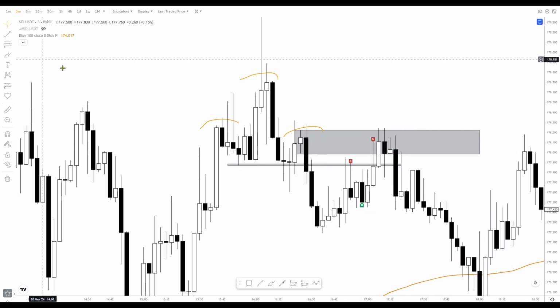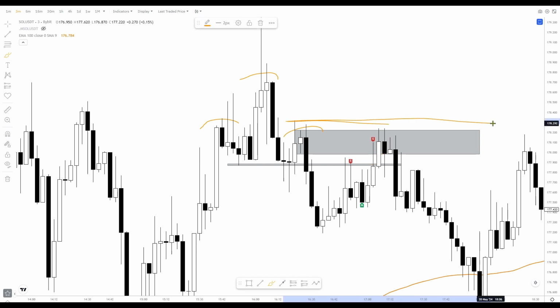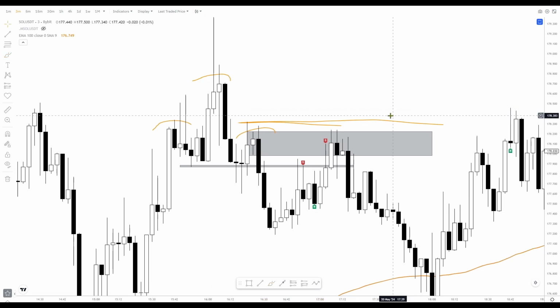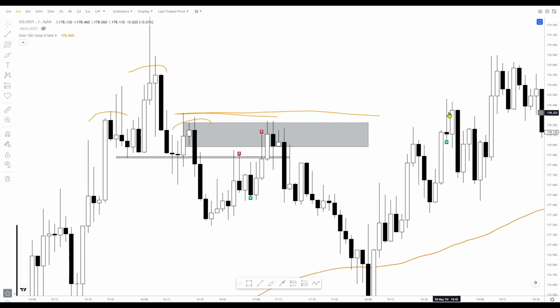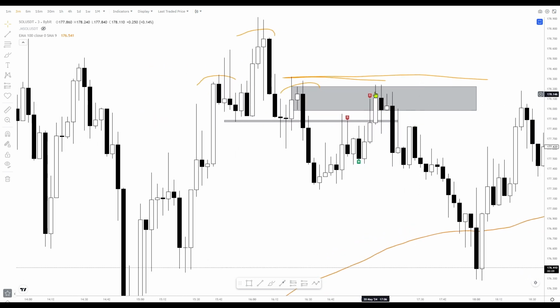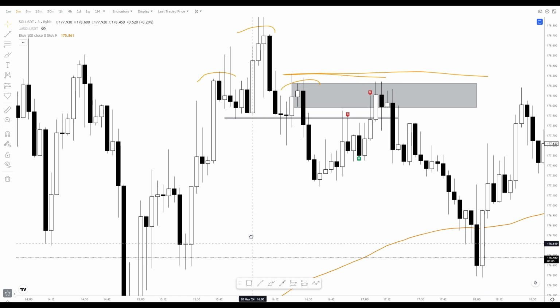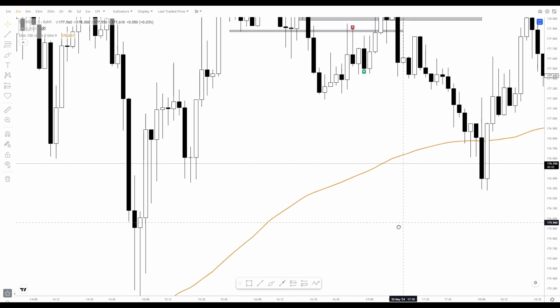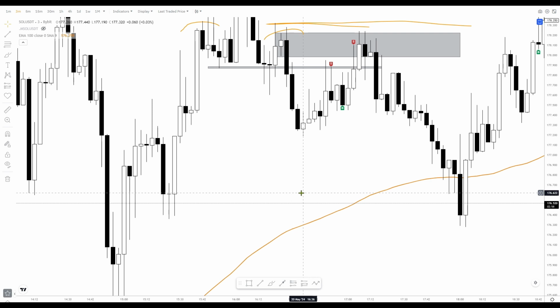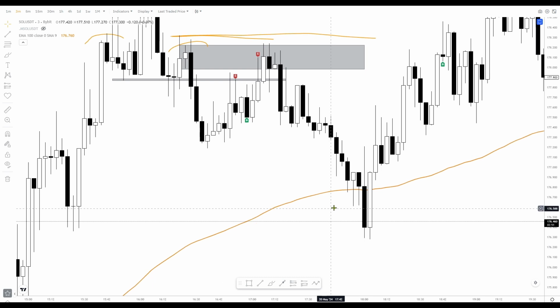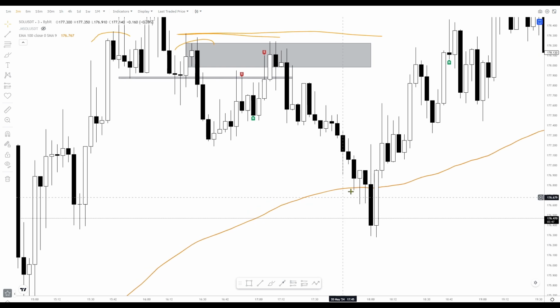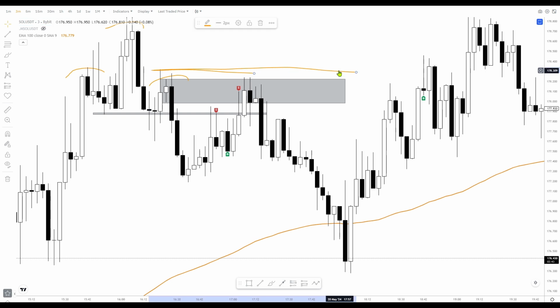And then again, my second entry was on this area right here, this rejection. Actually the candle closed here, so I entered right away. My stop loss was around this level right here, I think. You can see I entered, the market actually went down until this level, but I didn't take profit. I should have been very cautious here, but I wasn't, I got greedy. I actually hit my stop loss rather than ending in profit.